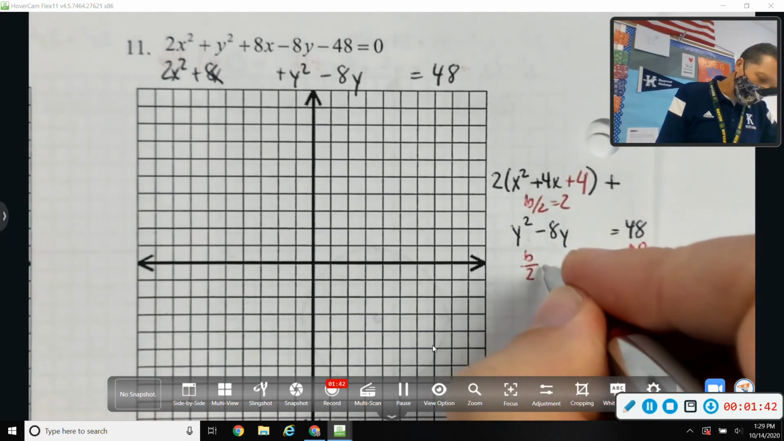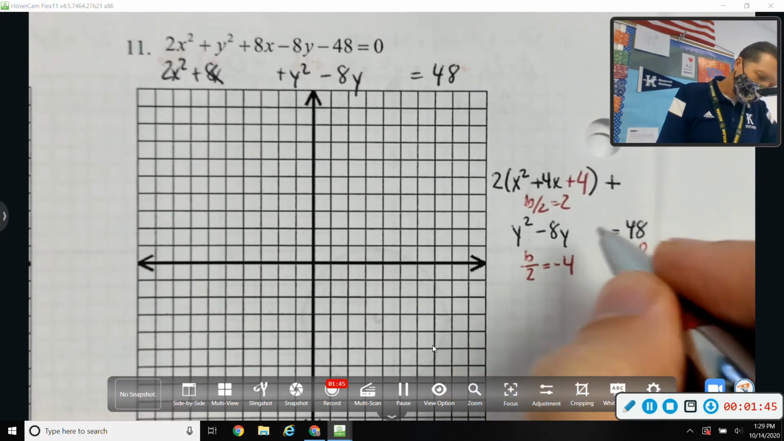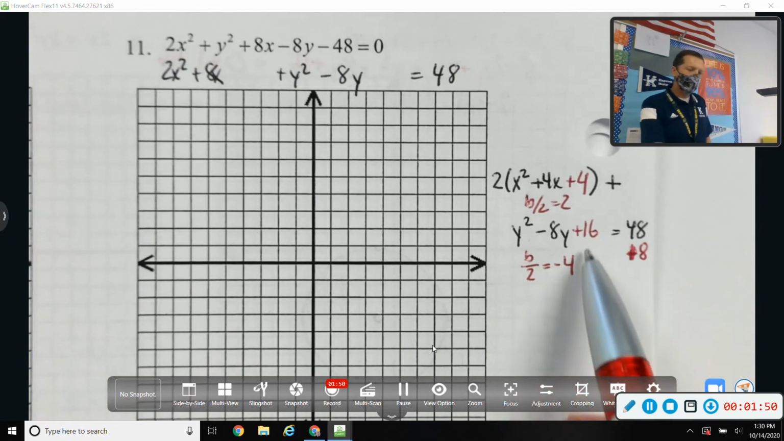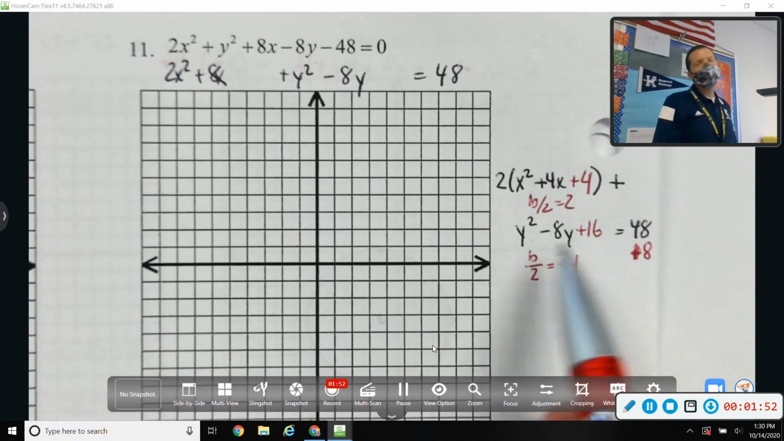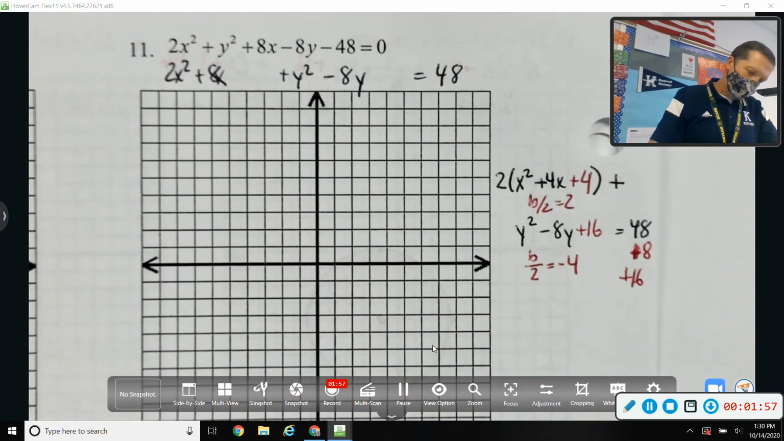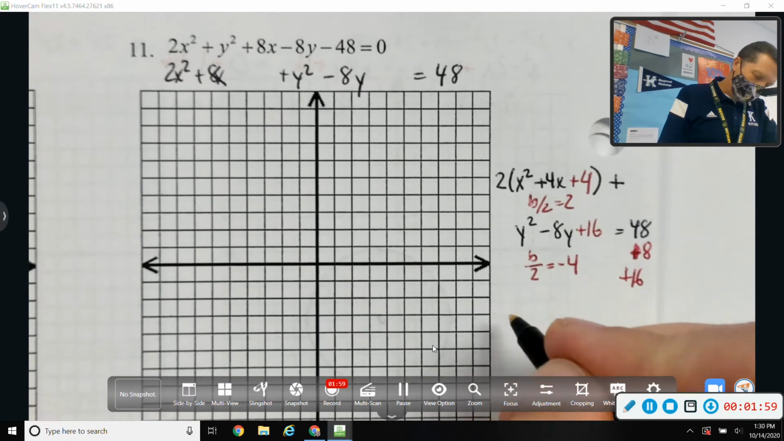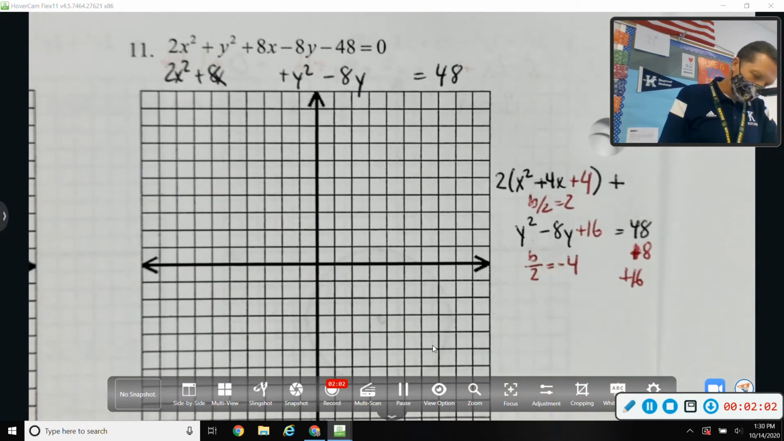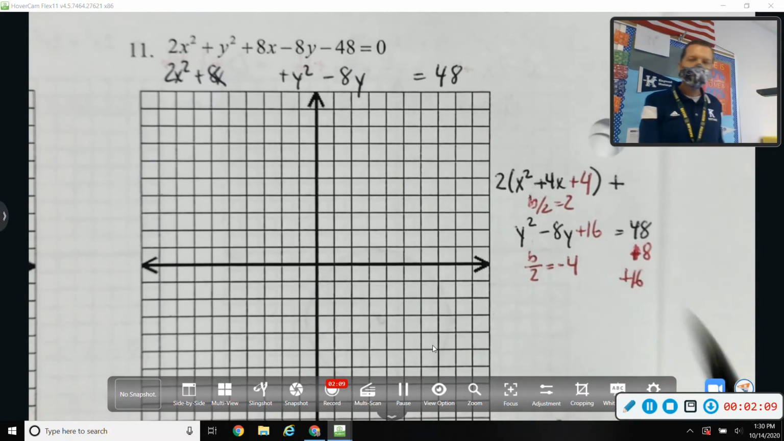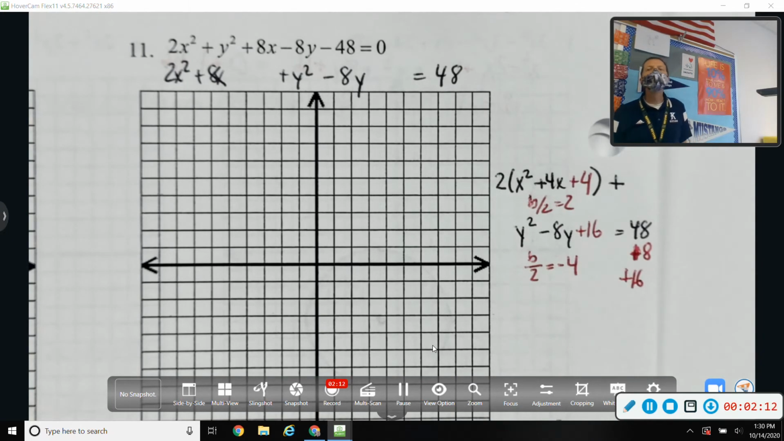And then b over 2 equals negative 4. Square that, we get 16. So plus 16, which is what we need to add to the other side, because that one didn't have a multiplier out there. So plus 16 to the other side. So 2 times x plus 2 squared plus y minus 4 squared equals whatever all that is. 48 and 8 is 56 plus 16 is 72.